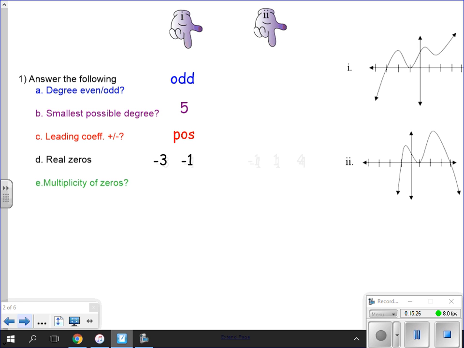And my real zeros are negative 3 and 1. So I have two zeros, and what are they? They're negative 3 and 1.